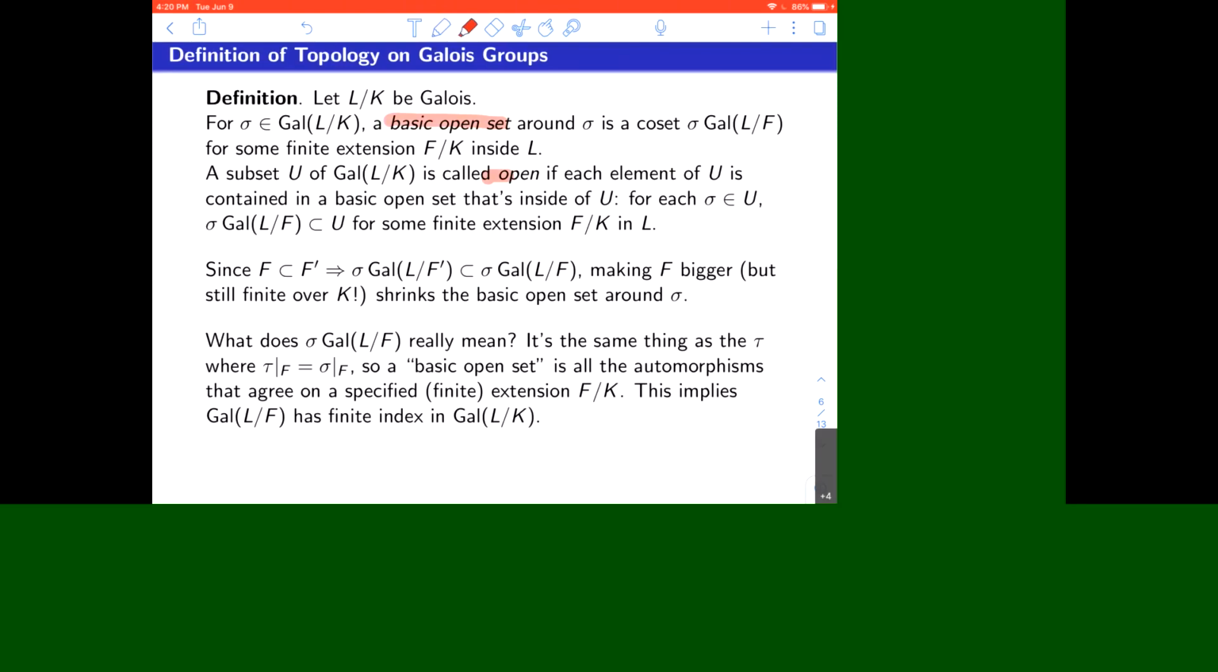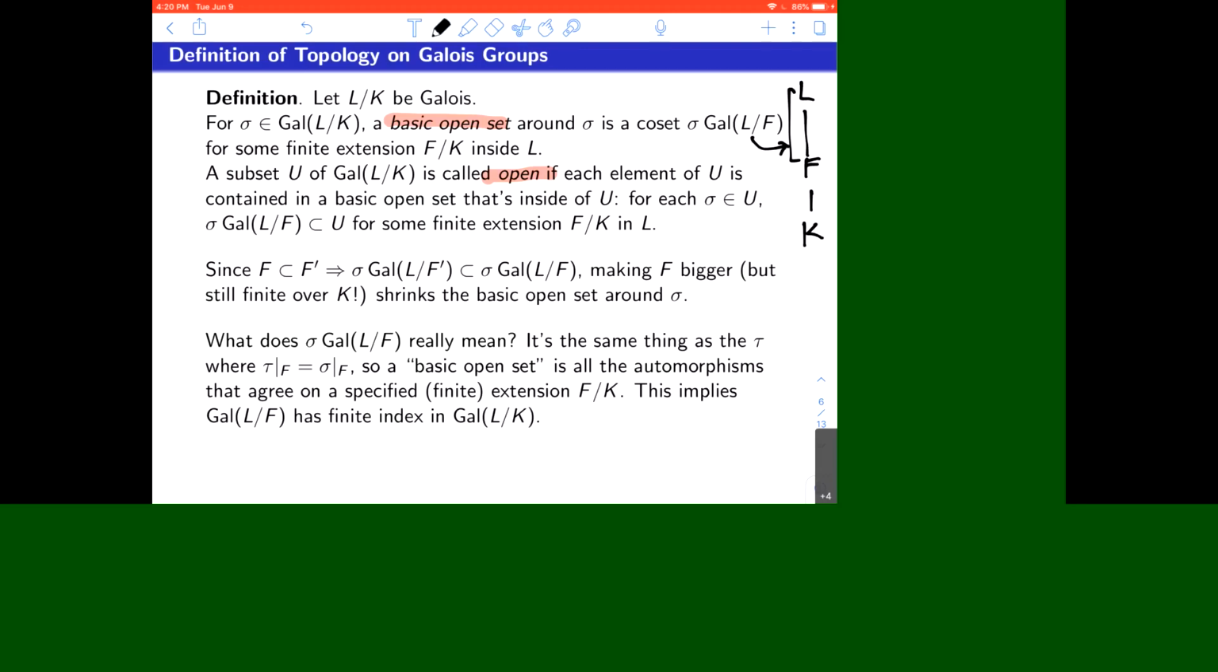The basic open set in the Galois group around a point is just a coset cut out by a finite extension. So we have our infinite Galois extension L, and the automorphisms of L that fix some finite extension F, translated by sigma, are an example of a basic open set around sigma. So the F here is finite. And then an open set in general is just a subset U of the Galois group such that for every automorphism in there, there's some left coset containing it that is entirely inside of U.